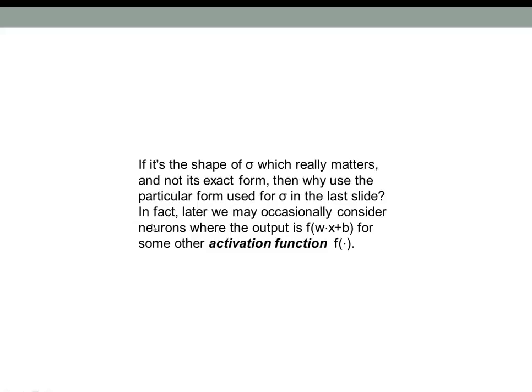But anyway, the sigmoid one happens to work very nicely, but people want to improve the neural network performance, and they're experimenting with other possible functions and hoping that they might get better results. If it's the shape of sigmoid which really matters, and it's not the exact form, then why use the particular form used for sigmoid in the last slide? In fact, later we may occasionally consider neurons where the output is like this for some other activation function. So we may not use the sigmoid function.